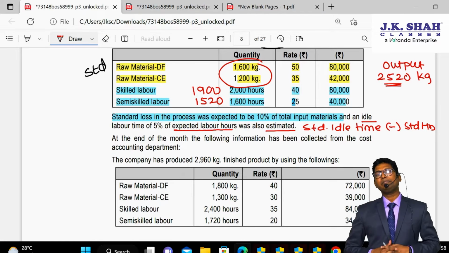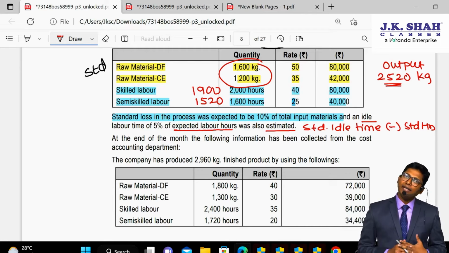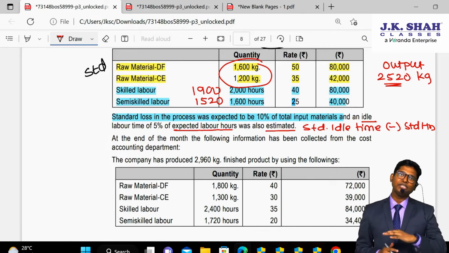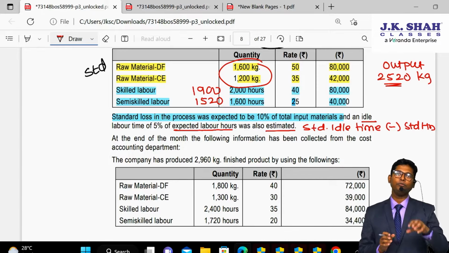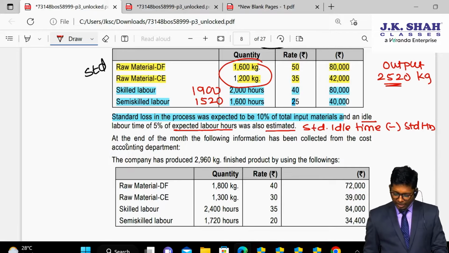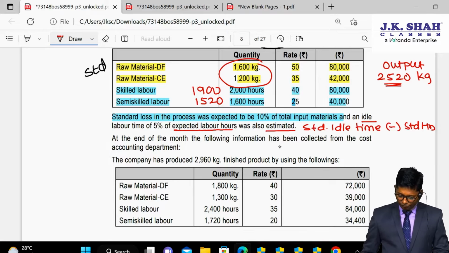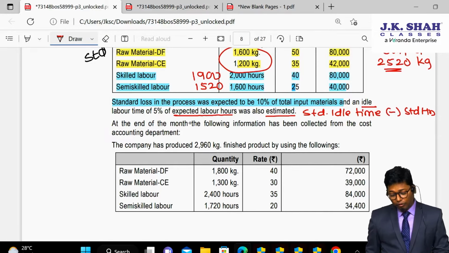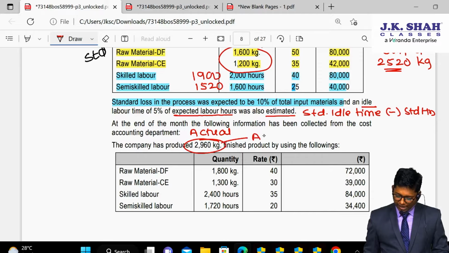I always ask my students to prepare a table first and then apply the formulas. Things become easy because you take the entire information along with all the formulas from that table. At the end of the month, the following information has been collected from the cost accounting department. At the end of the month means this is the actual information. The company has produced 2960 kgs. This is your actual output.